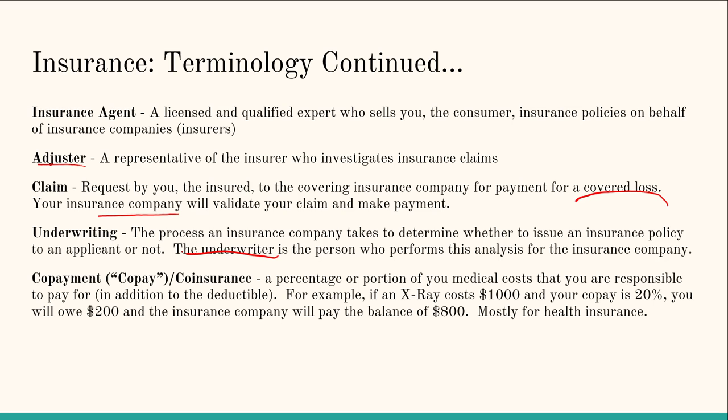Okay, so copay. This is a term that's usually used for health insurance, and it's similar to a deductible in that it's a portion that you pay out of your pocket, mostly for medical costs. It's in addition to the deductible, but similar in that it's funds that you're paying out of your own pocket. So here's an example. If you get an X-ray and it costs $1,000, and your copay is 20%, you will owe $200 to the insurance company, and the insurance company will pay the balance.